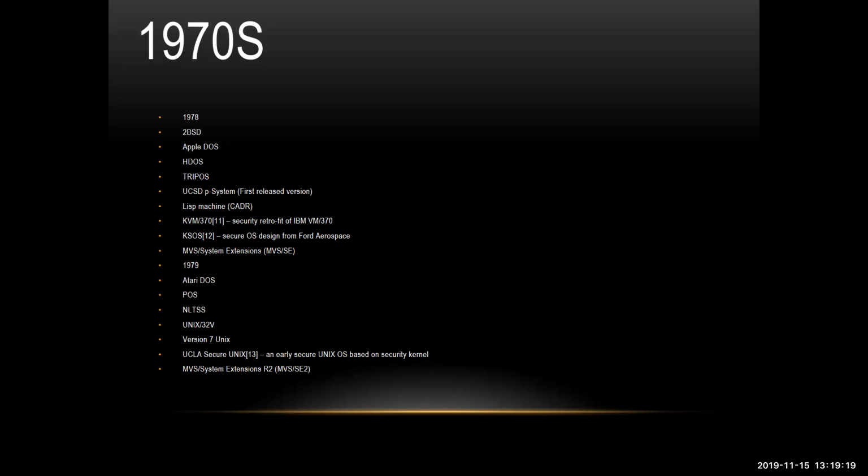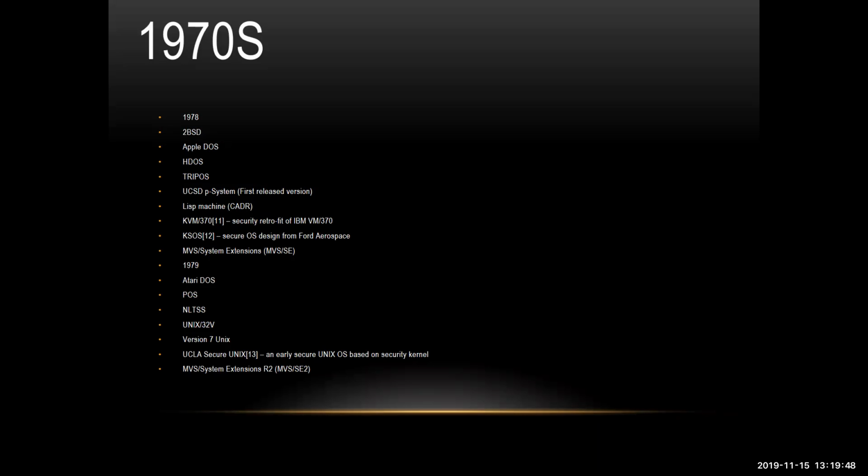And then we had Unix 32B. It was an early version of the Unix operating system from Bell Laboratories. It was released in June 1979. And then we also had version 7 Unix, the 7th edition Unix, or simply called V7. It was an important early release of the Unix operating system. It was released in 1979.